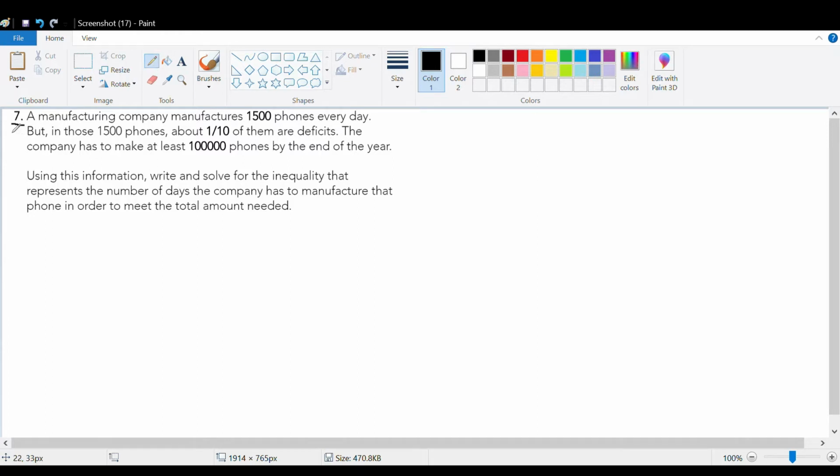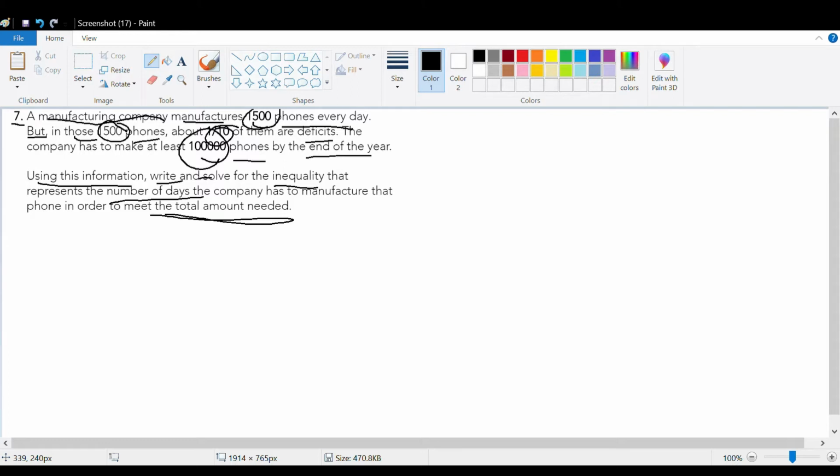Question 7. A manufacturing company manufactures 1,500 phones every day. But in those 1,500 phones, about 1/10 of them are deficits. The company has to make at least 100,000 phones by the end of the year. Using this information, write and solve the inequality that represents the number of days the company has to manufacture that phone in order to meet the total amount needed.